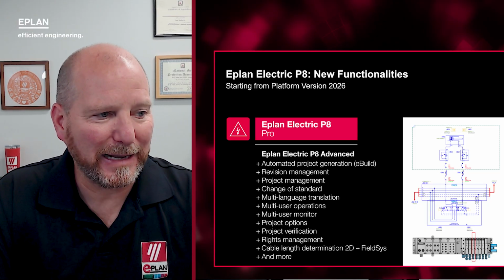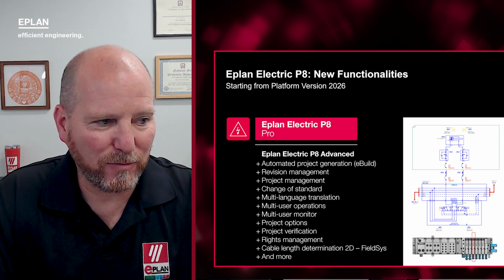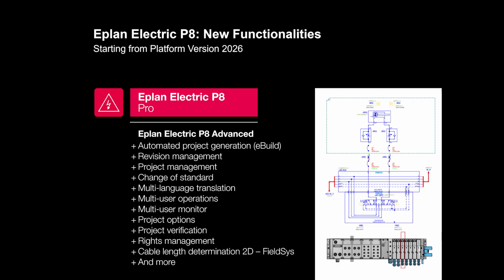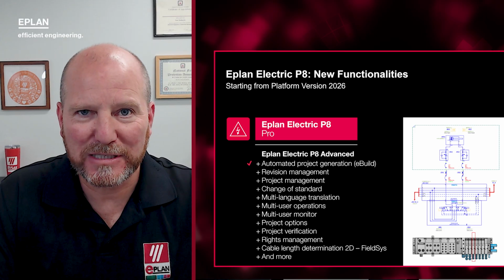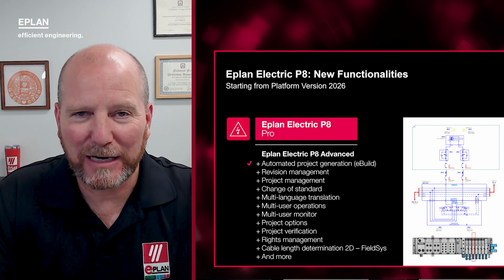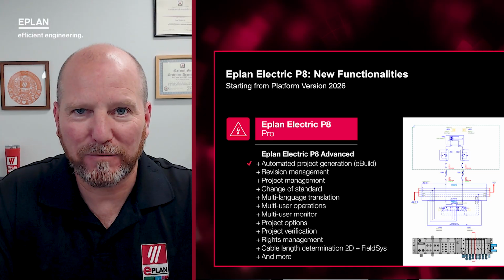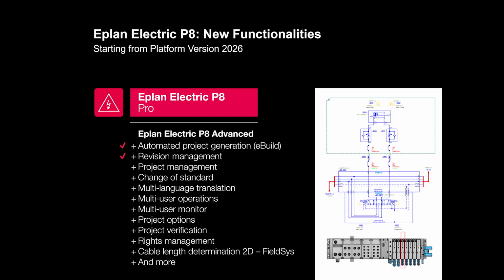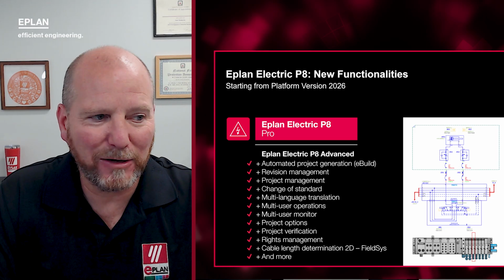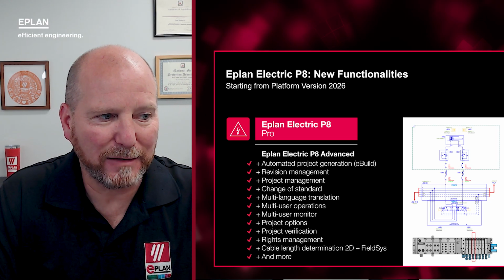Then we have Eplan Electric P8 Pro that has everything, of course, the Advanced has, plus automatic project generation, such as eBuild. So now the user can generate his projects automatically using the configurator eBuild in the cloud. Revision management, project management, change of standard, multi-language translation, multi-user operations and monitor, project options, project verification, rights management, and field sys to do cable length calculations in 2D. All of that is now included in Eplan Electric P8 Pro.